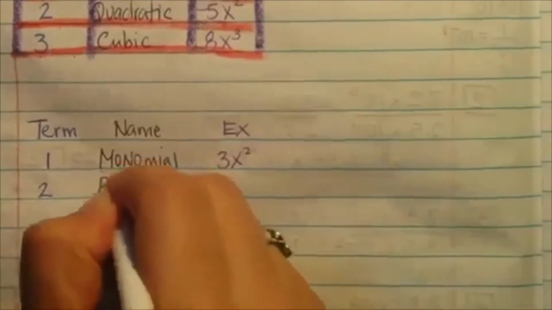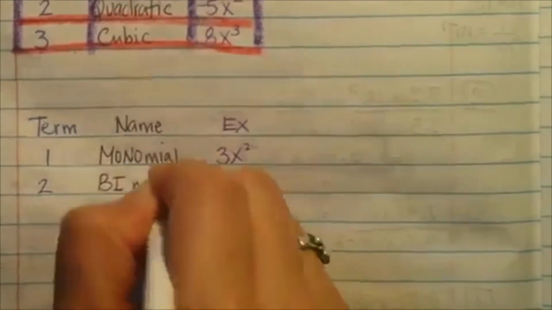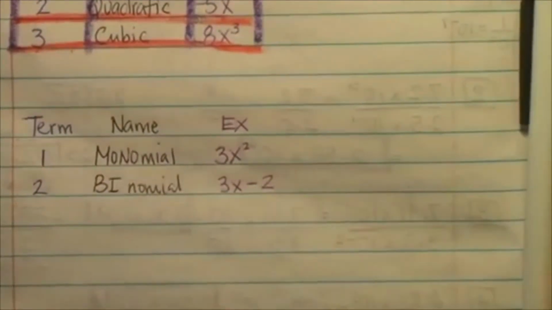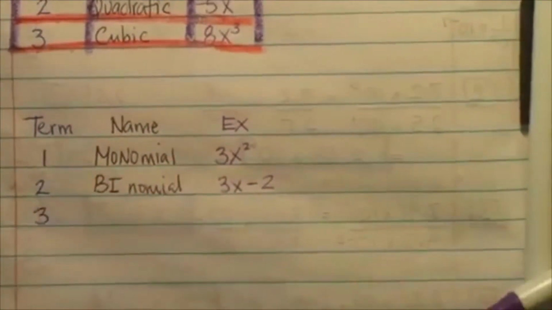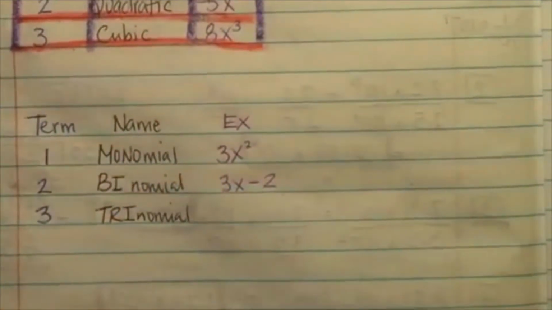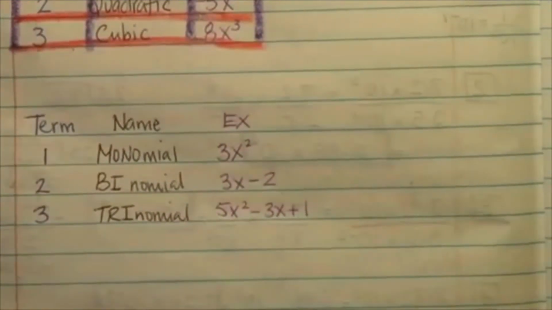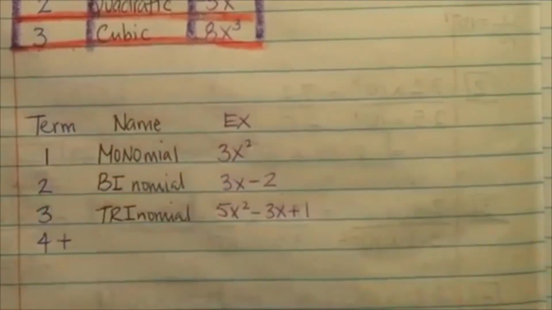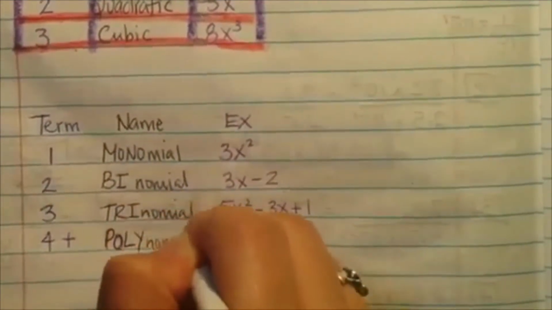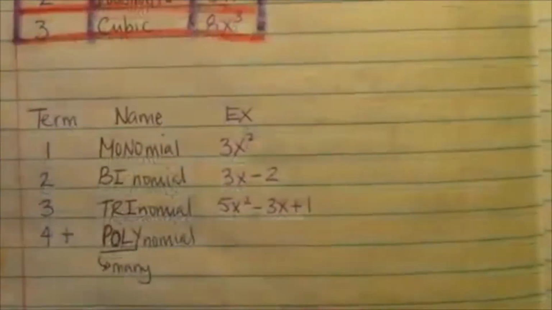2 terms is called binomial. So that means it has 2 terms, like 3x minus 2, it has 2 things there. 3 terms is called a trinomial. That means it has 3 things, so 5x squared minus 3x plus 1, 3 things. And then 4 or more is called poly. Poly means many. Polynomial. That's where we get that word polynomial from. It just has many terms, so 4 or more terms.